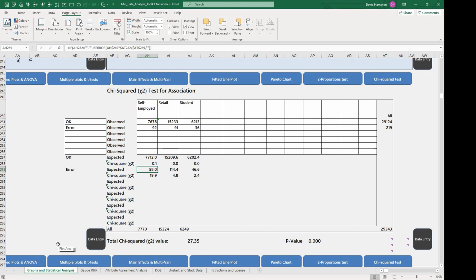That's the last video we'll use covering the graphs and statistical analysis worksheet. In the remaining videos, we'll look at these other sheets.